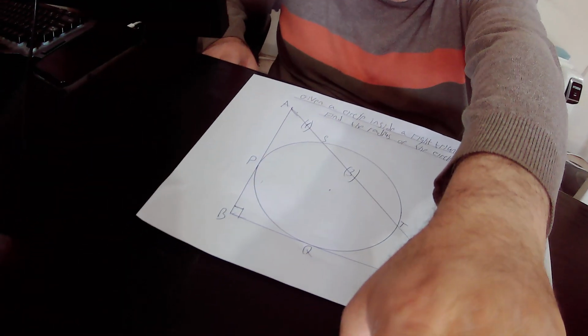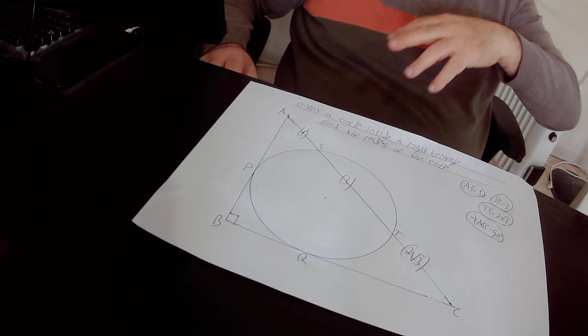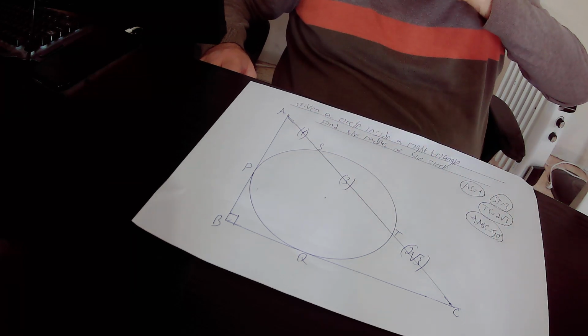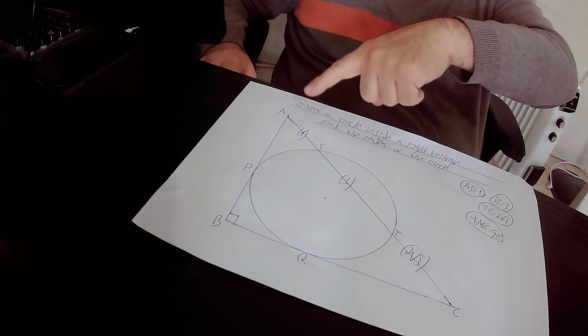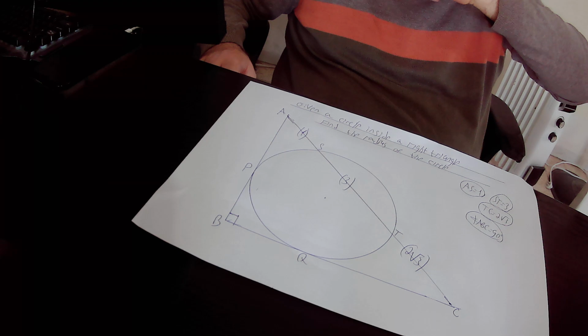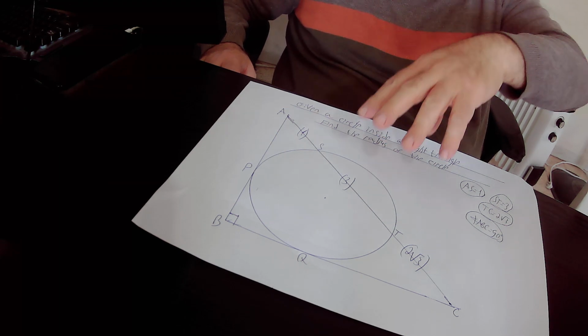Now, in this lecture, we find out the radius of a circle. In the drawing, we have a right triangle, triangle ABC. Inside this right triangle, we have this circle. And our mission is to find out the radius of this circle.